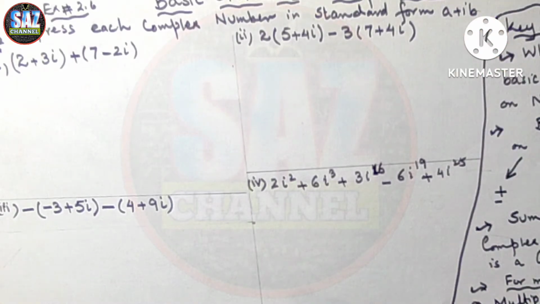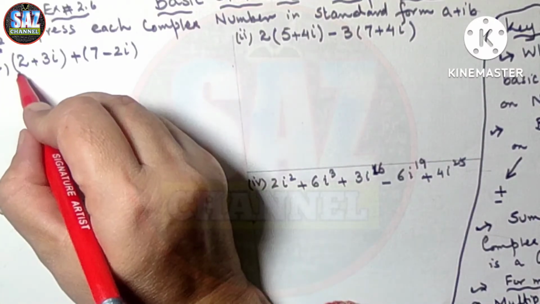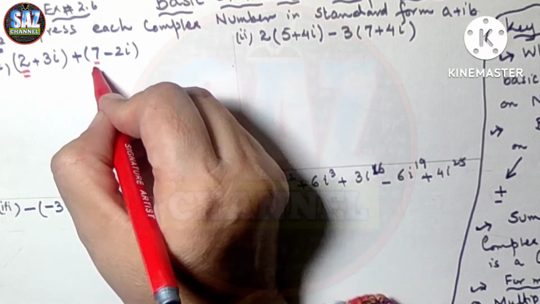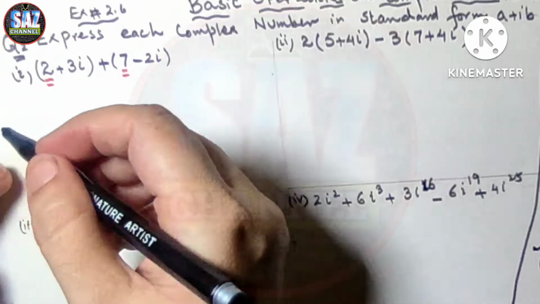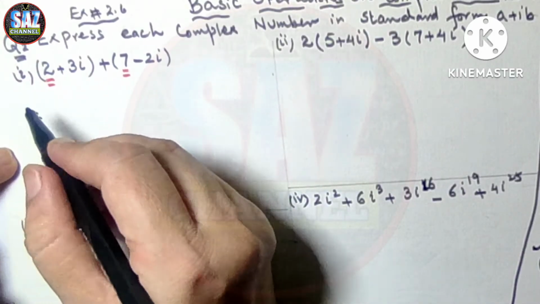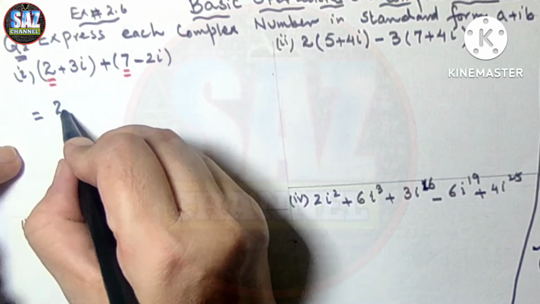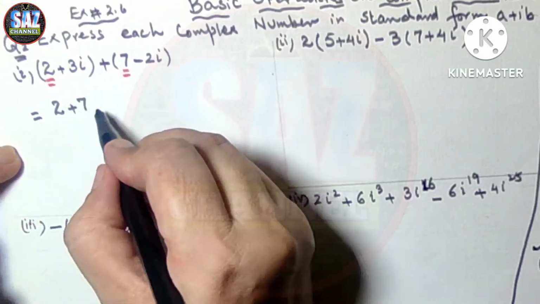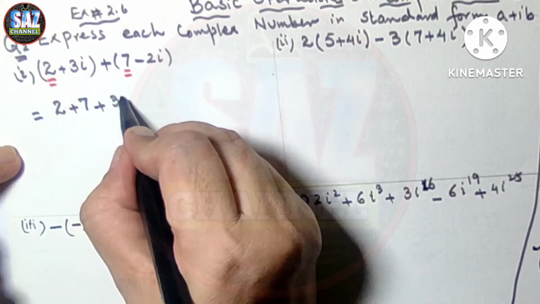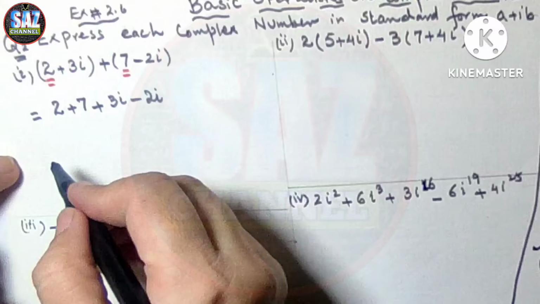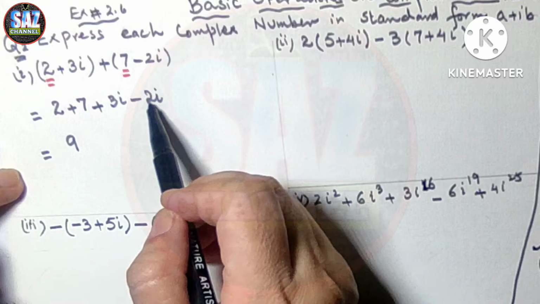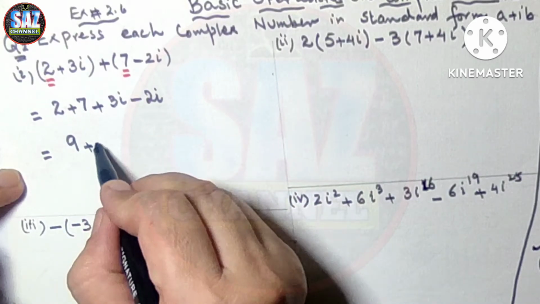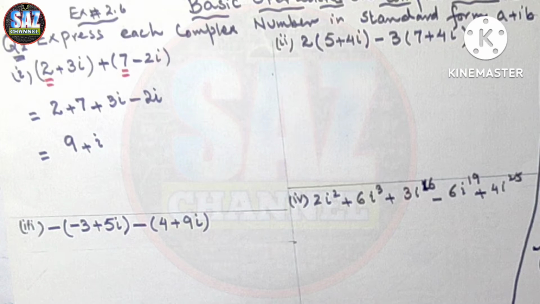So you can see that in the first bracket this is the real part, in the second bracket this is the real part. So the real part has to be added to the real part. So it will take the form 2 plus 7, and then 3 iota minus 2 iota, very easy. 2 plus 7 is 9, and when I am taking away 2 from 3, this will give me iota only, and this is the required answer.